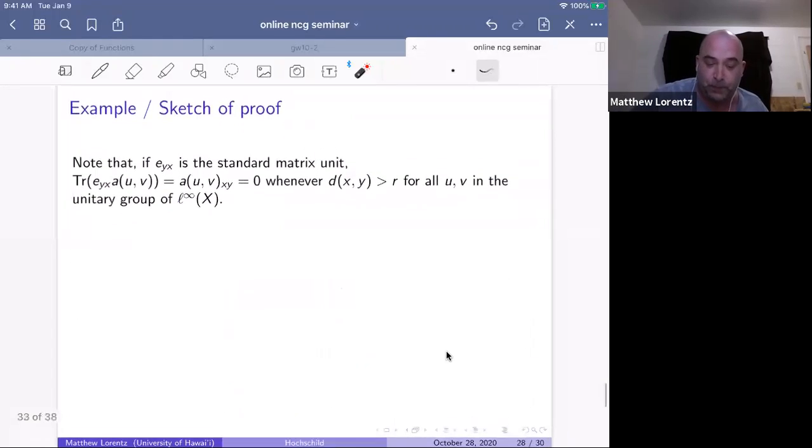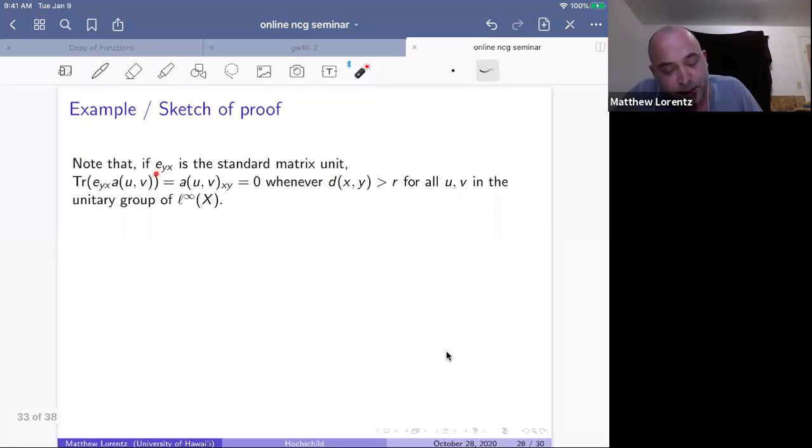So if we take E sub yx as the standard matrix unit, and then we apply the trace to that matrix unit times a of uv, this is going to return the matrix entry xy of a of uv. And that'll be 0 whenever the distance between x and y is bigger than r, for all of the uv in the unitary group of L infinity of x.